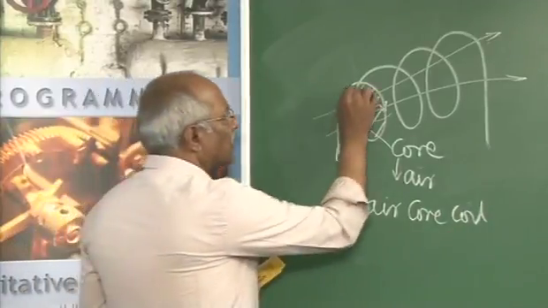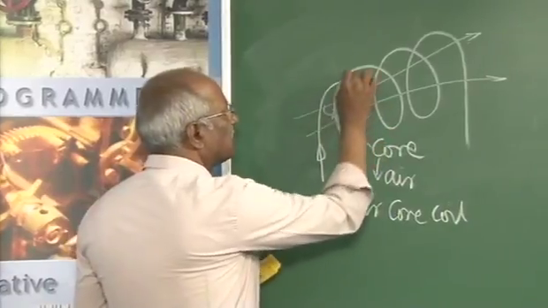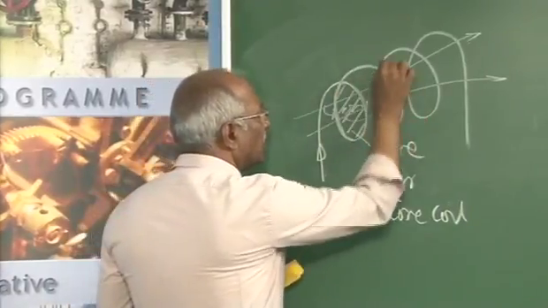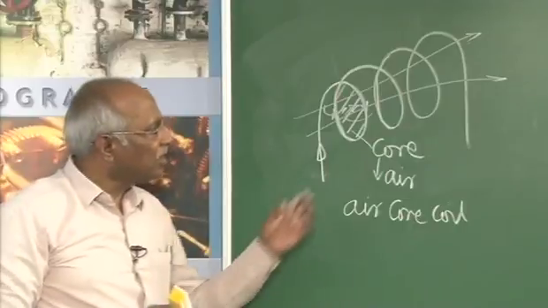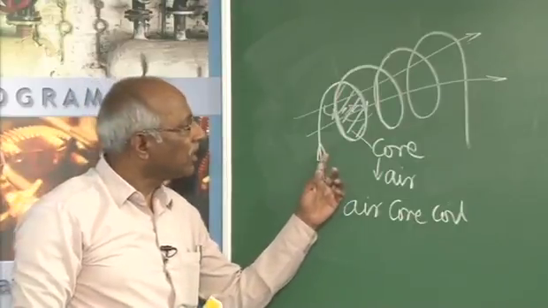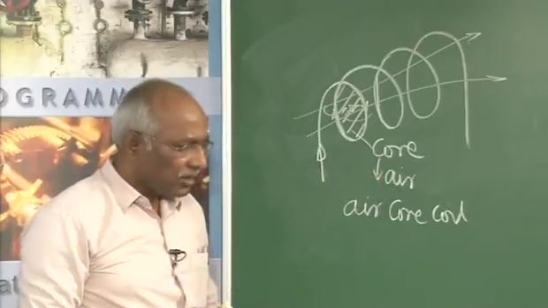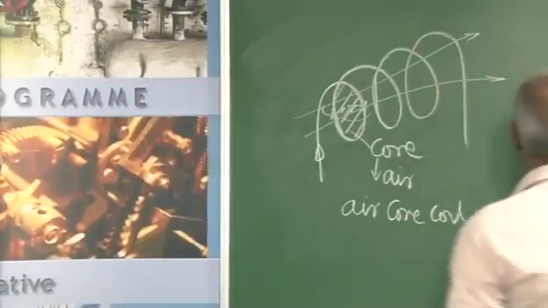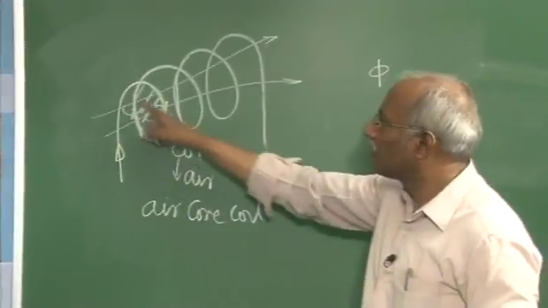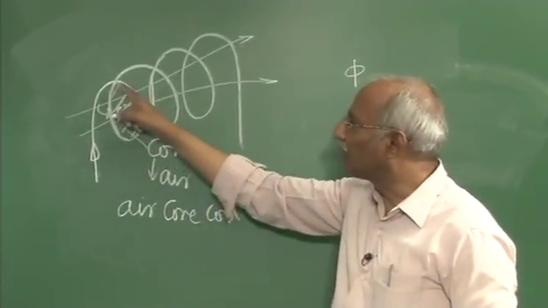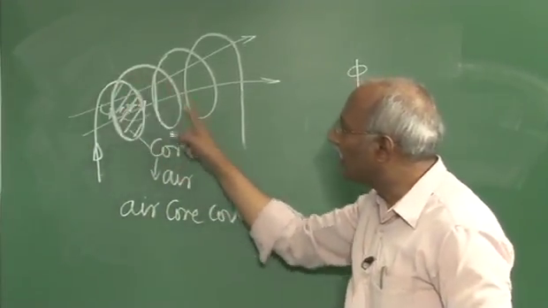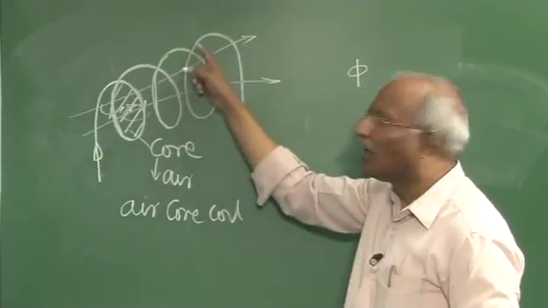This is one turn. This is the second turn, like that it goes. Whenever the conductor is coiled, the flux produced increases. Thereby, the flux produced not only depends upon the current that is passing through the coil, but also depends upon the number of loops or number of turns we have here.